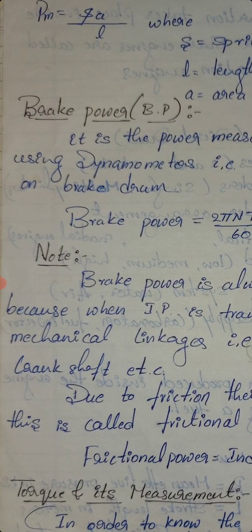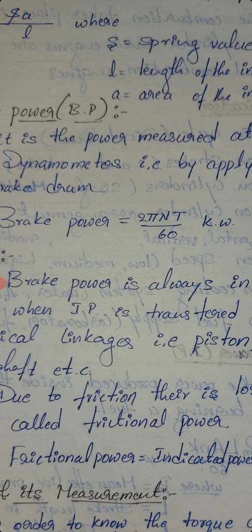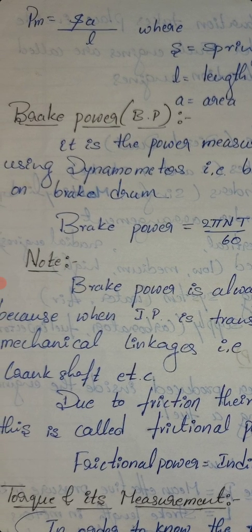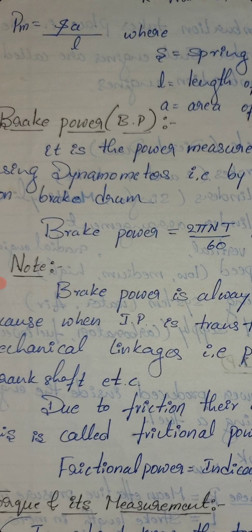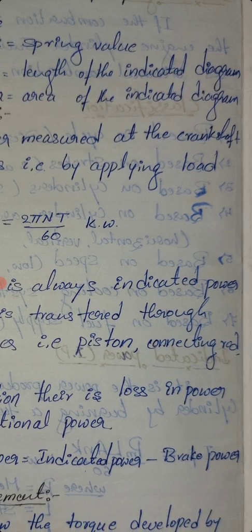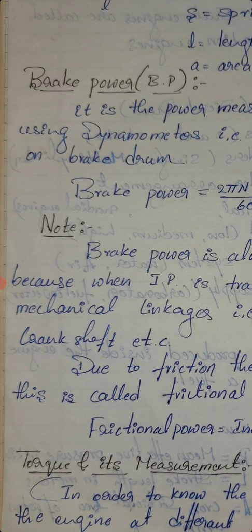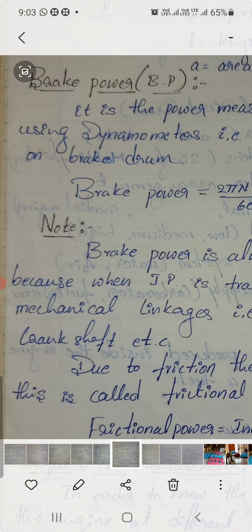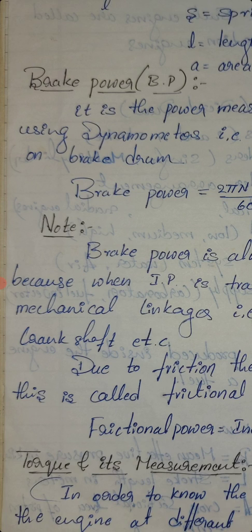And how do we measure this brake power? Using dynamometers. We have different types of dynamometers, students. I am going to explain them in the next class. The power available at the crankshaft is called the brake power, and we measure it using dynamometers, that is, by applying a load on the brake drum. If you apply the load on the brake drum, it is called a brake drum dynamometer.